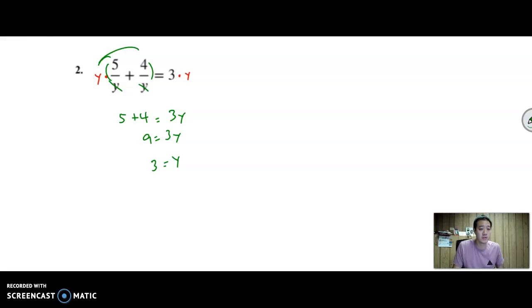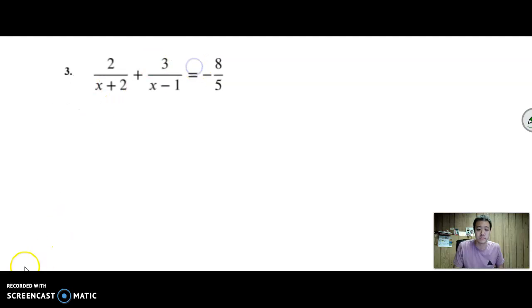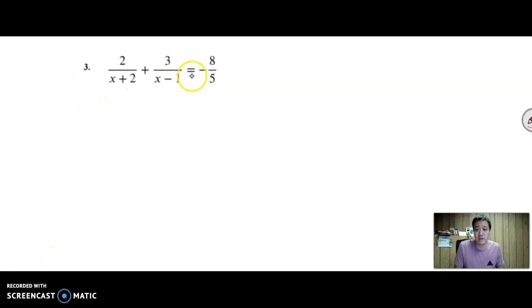This next question is going to be a little bit longer here, right? So the common denominator here is all of these three different factors multiplied together, right? And so I'm going to multiply the entire equation, or both the left and the right, by 5 times x plus 2 times x minus 1, right? So all of that, okay?